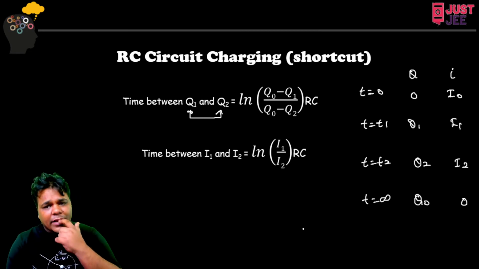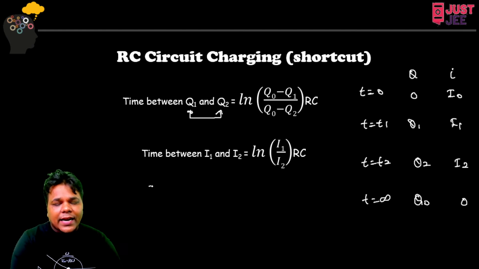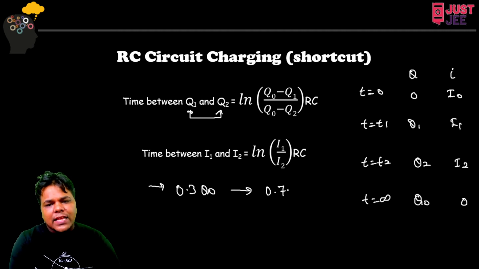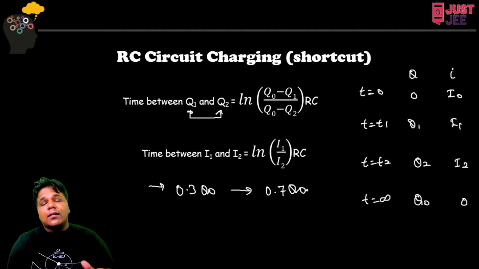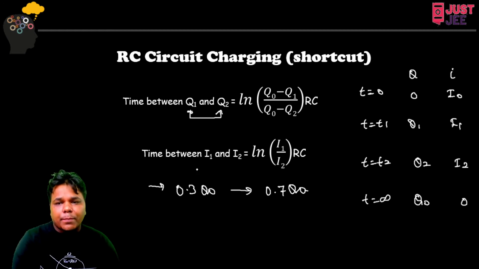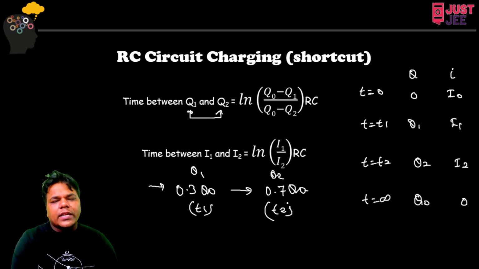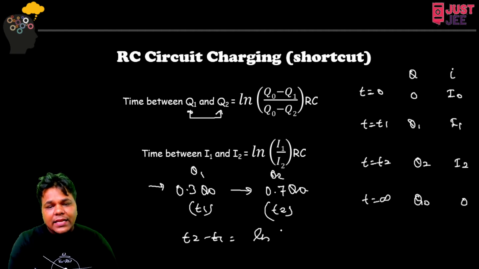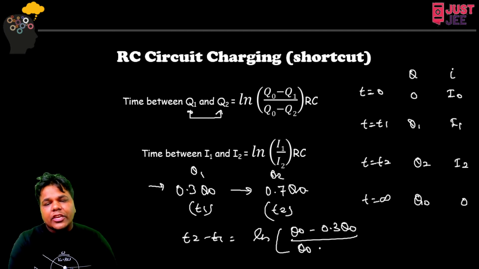For example, in so many questions, they ask you, initially let's say the charge is 0.3 Q0. After some time, the charge is 0.7 Q0. So what is the time difference between them? For example, this is Q1, this is Q2. The time is T1, this time is T2. So what is the time difference between them? That means T2 minus T1. It will be, guys, ln of (Q0 minus 0.3 Q0) divided by (Q0 minus 0.7 Q0), times RC, and it will be ln 7 by 3 RC.